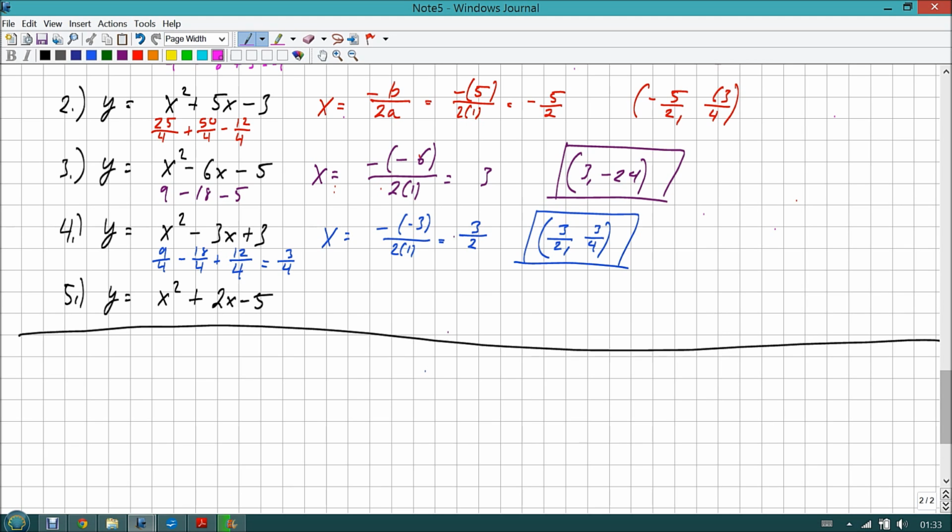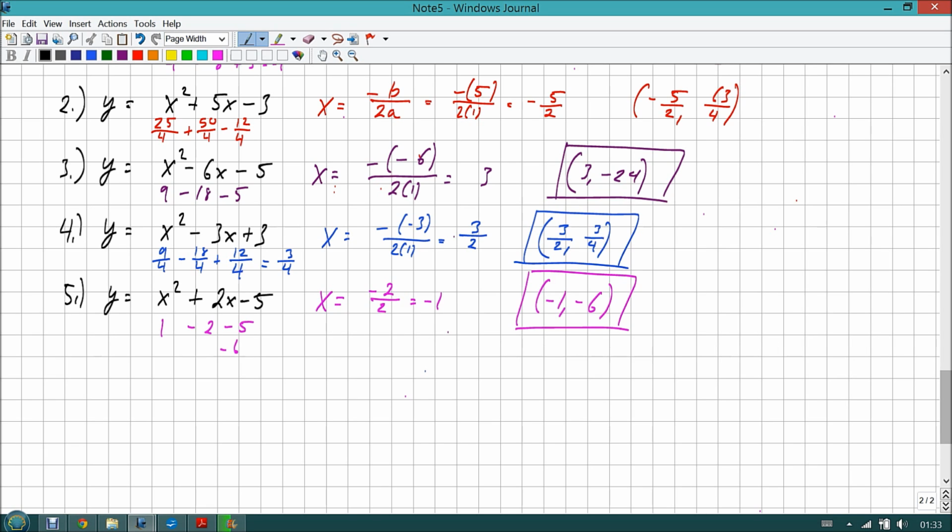And for our last one, x is going to be at negative 2 over 2, which is negative 1. Plugging that in, we get 1 minus 2 minus 5, which is negative 6.